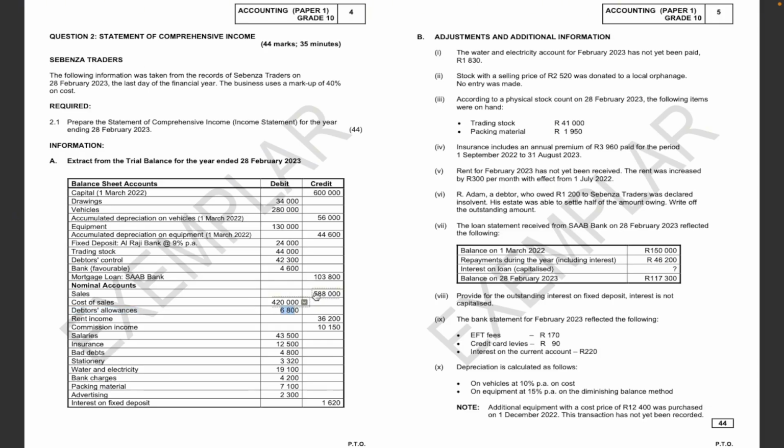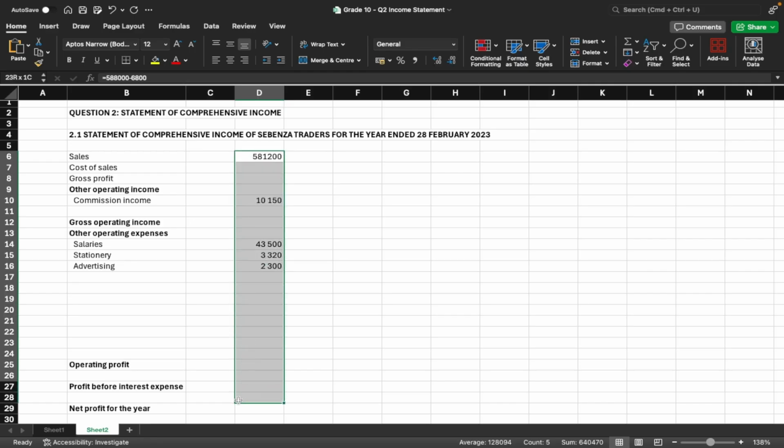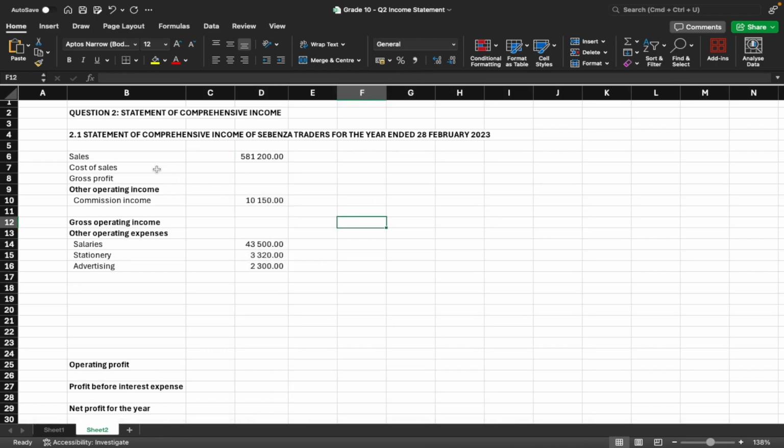So we're going to take 588,000 rand minus 6,800 rand. Okay, so let's do just that for our sales. 588,000 rand minus 6,800. There we go, 581,200 rand. Okay, so that's our sale. So let me just make the formatting look better. There we go. Now we can do the cost of sales.